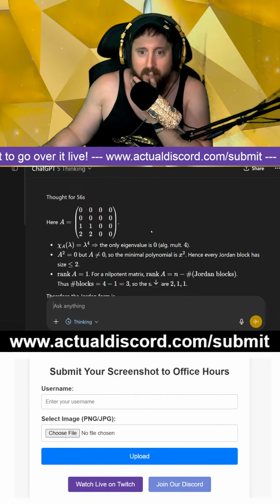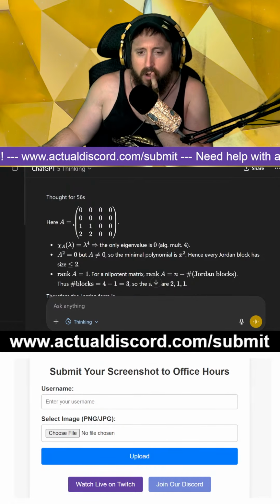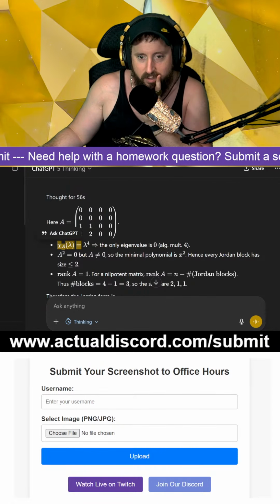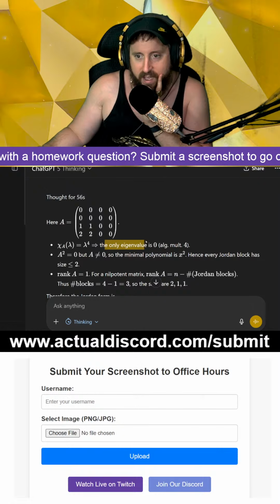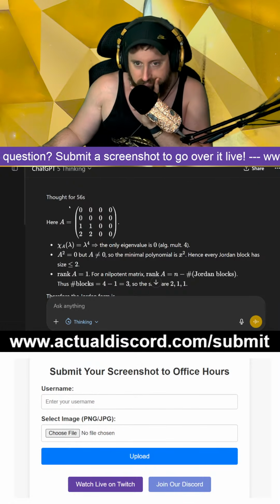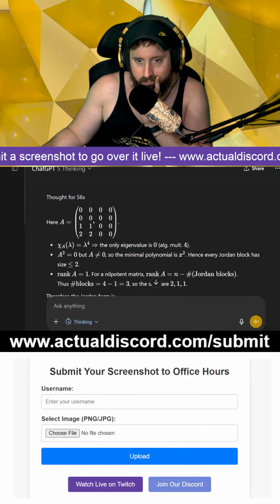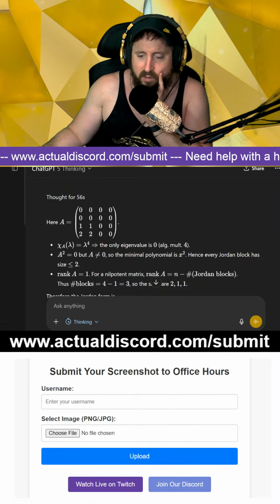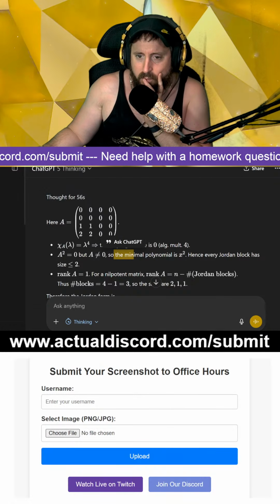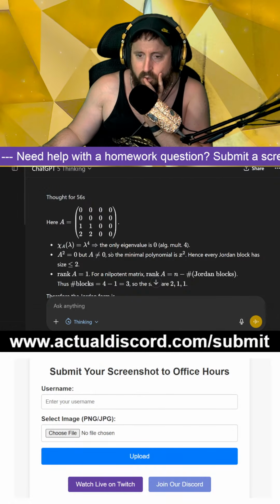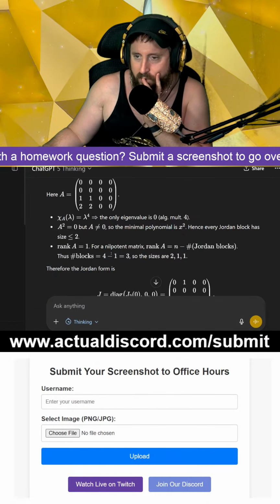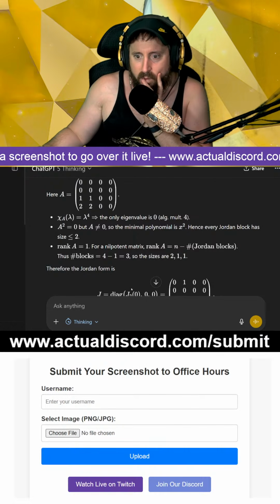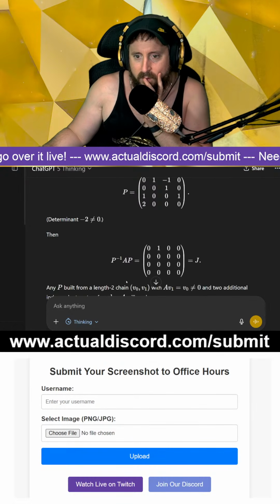Okay, here we go. Let's see. So you were right, Desmal, where you said that the characteristic matrix was just lambda to the 4th. The only eigenvalue is 0. Wow, okay, cool. A squared equals 0. Is that because it's rank 2? But A does not equal 0. Every Jordan block has size less than or equal to 2. Oh, man.